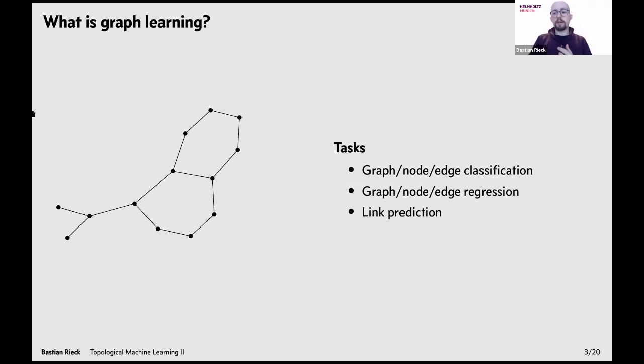The final task involves just predicting the existence or the non-existence, the absence of edges, and that is often known as link prediction. All of those have their utility, all of those have their different applications. I will mostly be talking about classification here, and also mostly about graph level classification, because I can say that this is maybe the most comprehensive and the most common task that one can easily illustrate and understand.